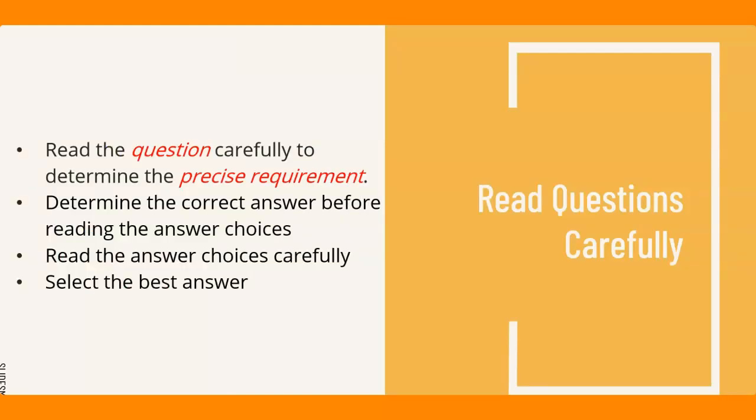So read the question carefully to determine the precise requirement of that question. Read the question and say, okay, what is the question asking me? And even create that answer in your mind: what is the question asking me, and here's my answer. So I already have a predetermined answer in my head, okay? Even before reading the actual answer choices. Then read all of the answer choices and then select the best one.